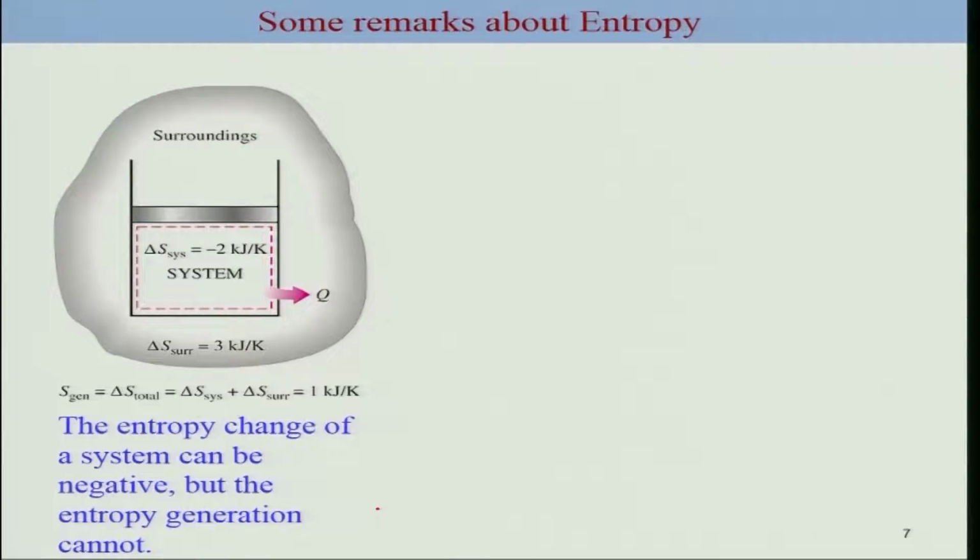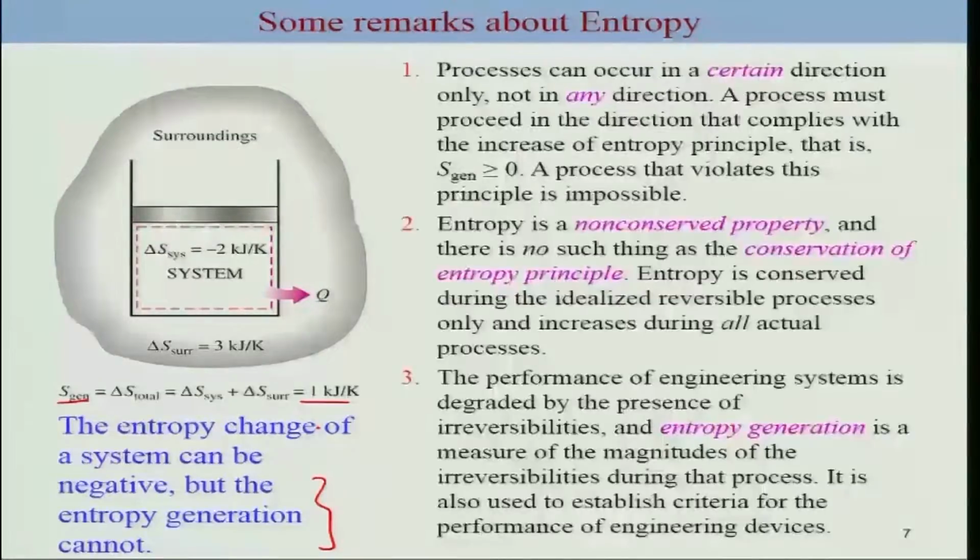This is an example. For example, if you consider this is an isolated system plus surrounding, the system loses heat to the surrounding, okay, and thus your system entropy decreases because your heat contribution to the change in the entropy is negative, and thus your delta S system is negative. However, the surrounding entropy increases. The overall S generation is positive, which is what the condition is. So the entropy change of a system can be negative, but the entropy generation of the overall system and surrounding cannot be, okay. Let me just touch upon the key points here about the entropy.